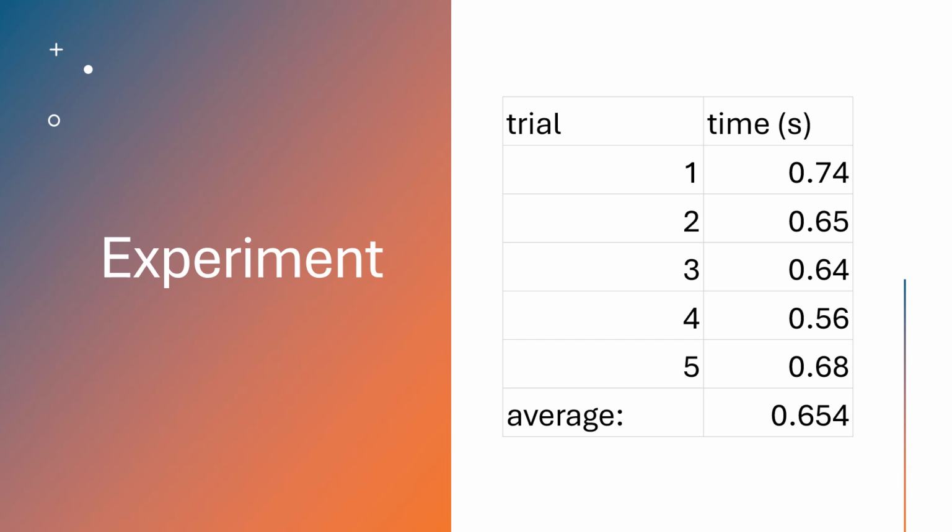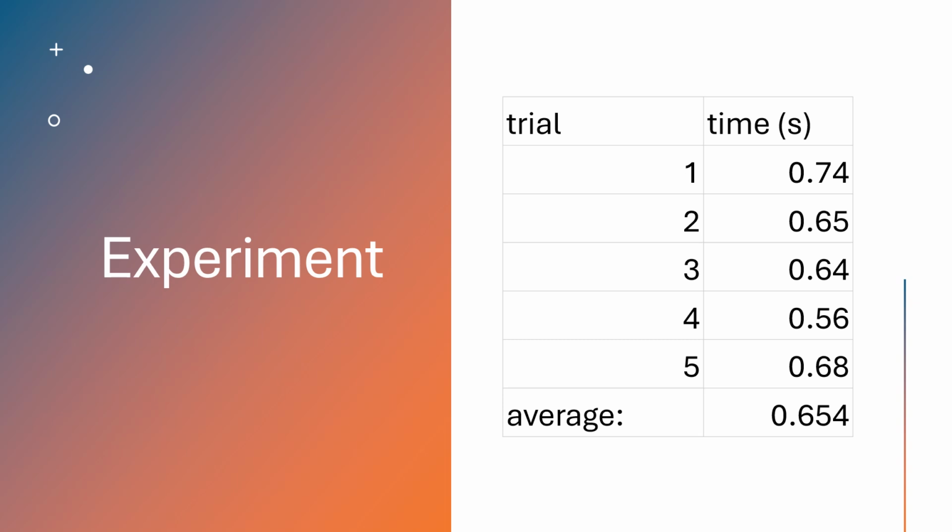So for the experiment, here are my trials. I did 5 trials and you could see the times vary between 0.56 seconds being the lowest and 0.74 seconds being the greatest time it took, and then the average being 0.654. And just to explain, this data is from actually dropping a bar magnet through the aluminum tube in my living room. So there could be some human error in the calculations of these.